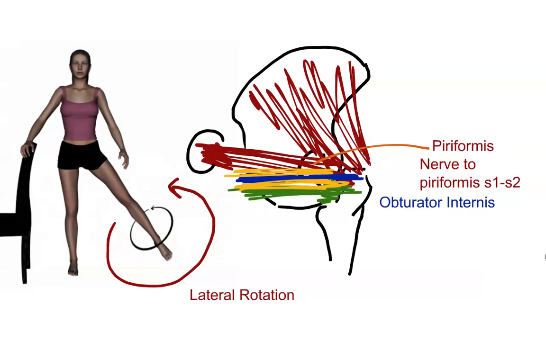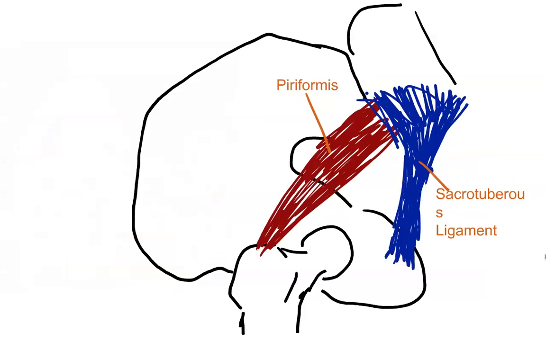So remember that it's inserted into the greater trochanter, origin is the sacrum, supplied by the inferior gluteal, lateral sacral and superior gluteal arteries, and by the nerve to piriformis, L5, S1 and S2. Another reason the piriformis is important is because it divides the neurovasculature of the region. The superior gluteal nerve lies above it.